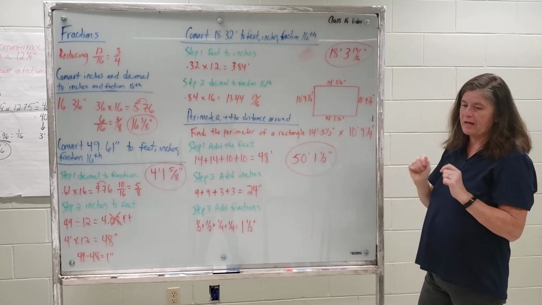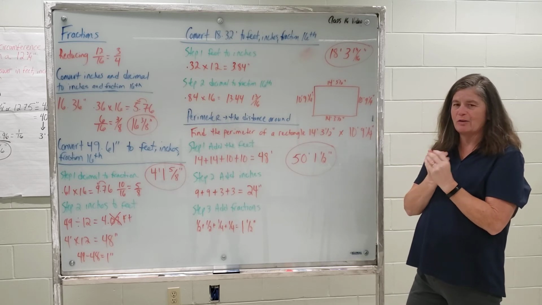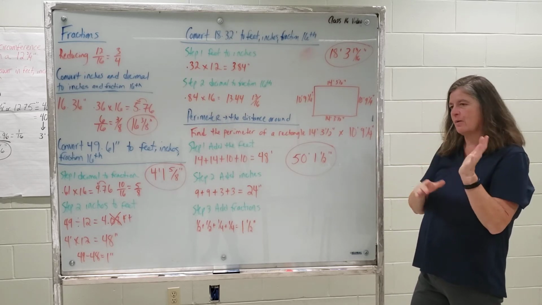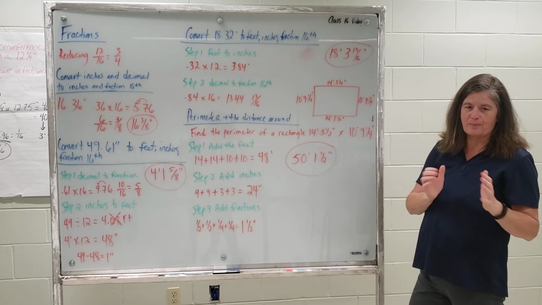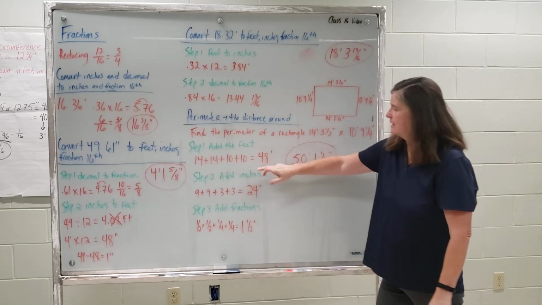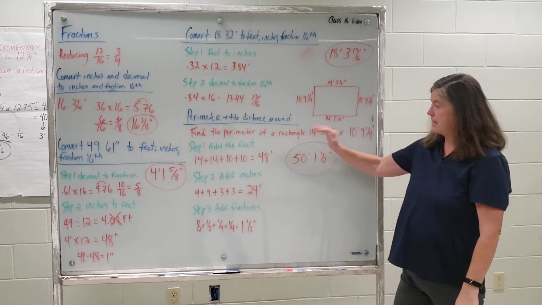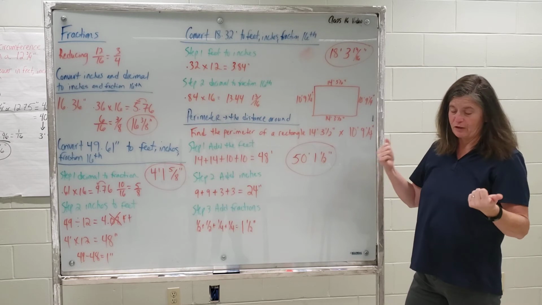So the easiest way to do these, I know some of you are really taking the long route and I think confusing yourself, going all the inches and then trying to convert it back. The easiest way to do these is add your feet, add your inches, and then add your fractions, and then you're able to convert something if we need to.